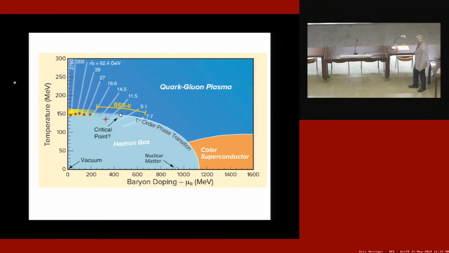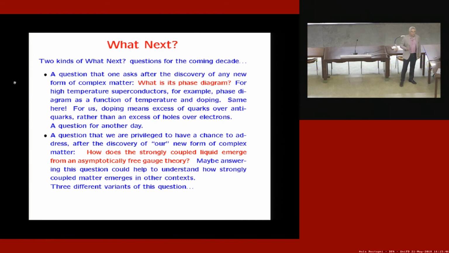And so let's see how it goes. Invite me back in a few years. It's a 3-year experimental program. Okay, so that was the first what next question.